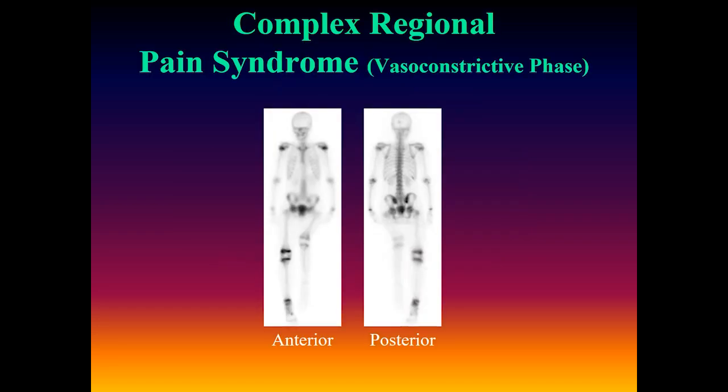This whole body scan illustrates, I think, more dramatically the extent of the decreased uptake involving the entire left lower extremity. The decreased uptake presentation is uncommon and is most often seen in children and adolescents.